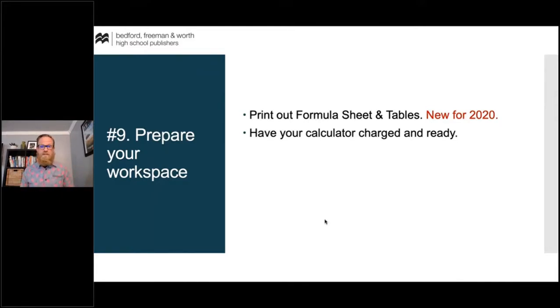Next up is to make sure you have your calculator charged and ready. Now, the calculator may not be required for the exam this year, but most certainly it can probably be a help to you and a benefit. So you just want to have it ready and all charged up, ready to go.